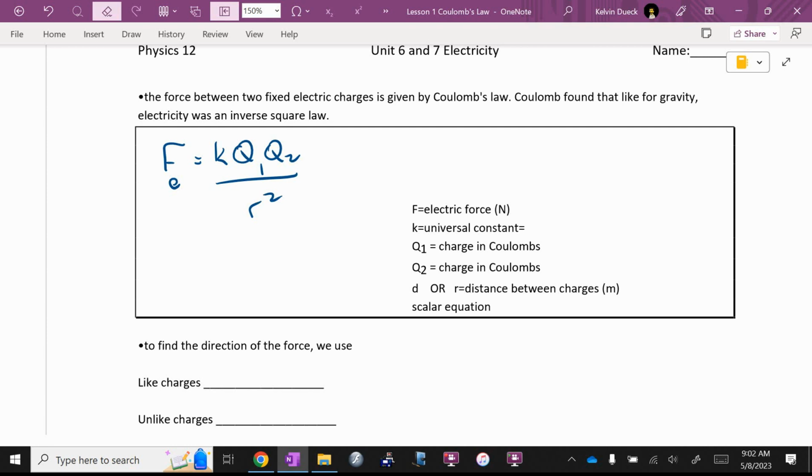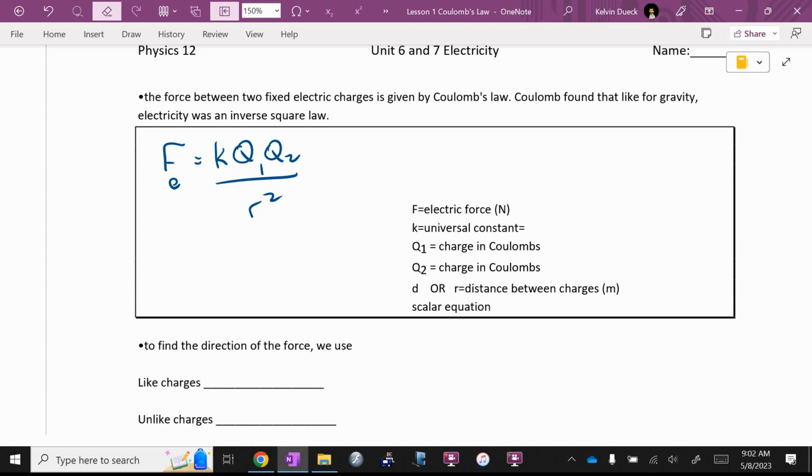Oh, we once again have a constant, so instead of big G to get an answer in newtons, we have lowercase k, and that's on your formula sheet. Probably right around where the elementary charge and the mass of the proton and the electron is. Eric, what is lowercase k?